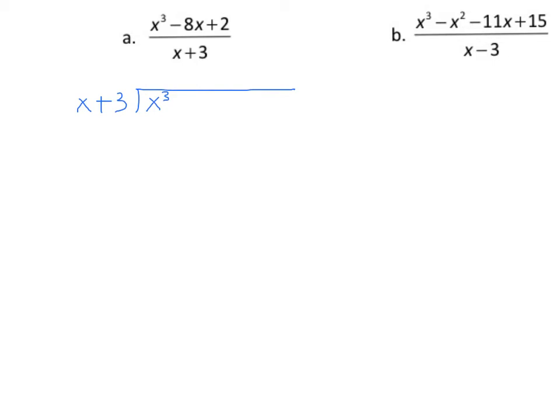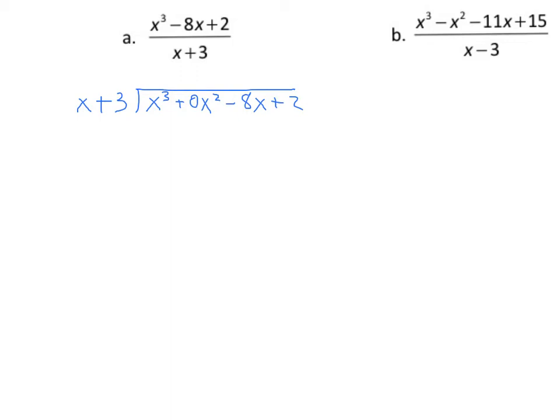And when you write the expression, you need to have a place for every power. So we have x to the third. We need to have a place for x squared. So I'm going to say plus 0x squared and then minus 8x plus 2. So every power from x to the third down to our constant needs to have a place.